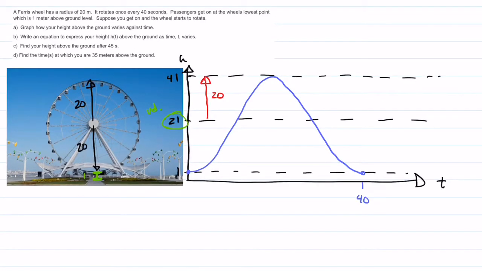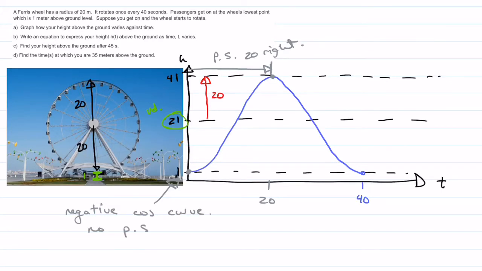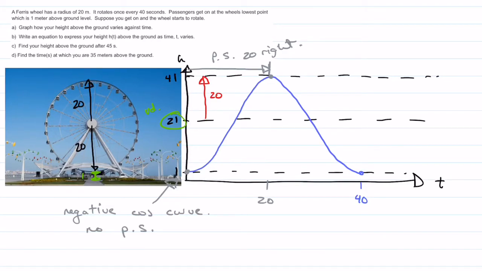Here we're going to do two different equations. I could have a phase shift of 20 to the right, or I could also make this a negative cosine curve, because if you look at what's graphed, that's actually just a cosine curve upside down. So I could make a negative cosine curve with no phase shift. So first equation, if we just do a normal positive cosine curve, the amplitude's 20 cos, and then it's 2 pi over 40, t minus 20 to go 20 to the right, plus 21.